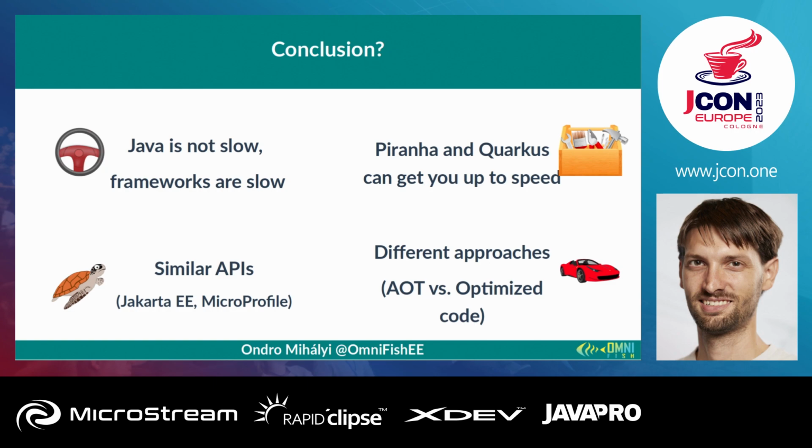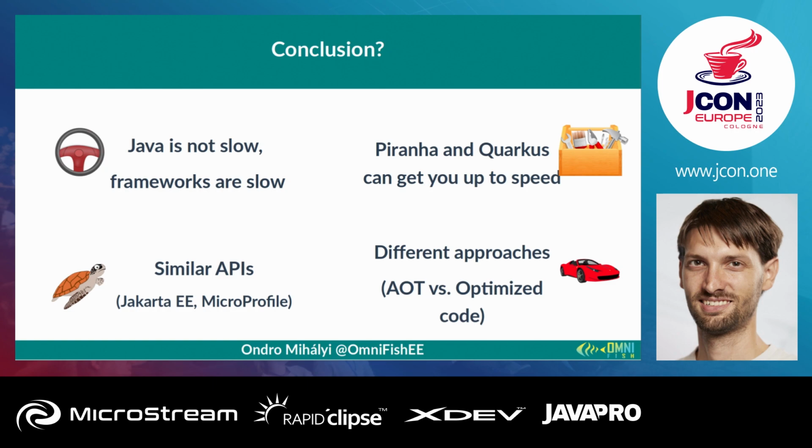In conclusion, I wanted to show you, and I hope I impressed you at least a bit, that Java is not slow. It's frameworks that are slow, and Java can be very fast. And if you choose the right frameworks and you need your Java to start up fast, then you have options. You can use either Piranha or Quarkus to start your applications very fast and have a lot of options to optimize them even further. And what is nice about Piranha and Quarkus is that a lot of their APIs are very similar. They are based on Jakarta EE. Quarkus also adds some MicroProfile APIs which are more or less standard, which Piranha hopefully will implement in the future too.